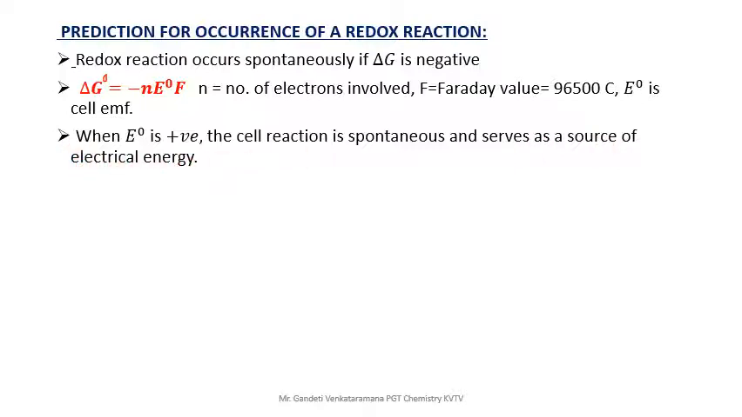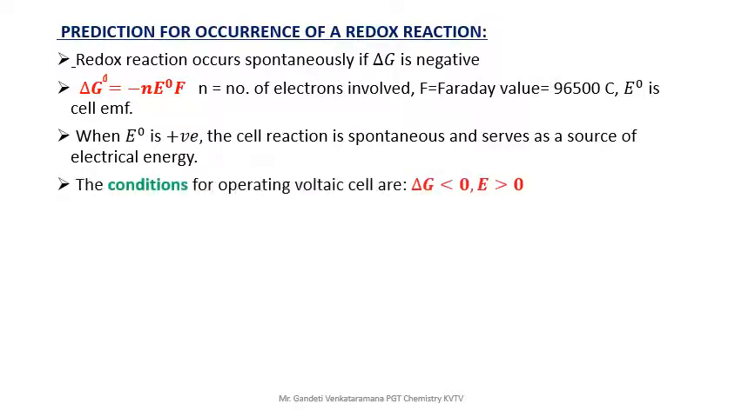Okay, now we will see one numerical problem. The conditions for operating voltaic cells are delta G less than 0, negative, and E greater than 0. The electrode potential value should be positive. Very important condition.